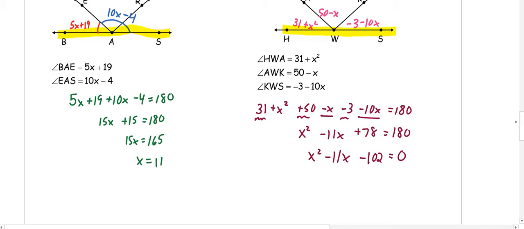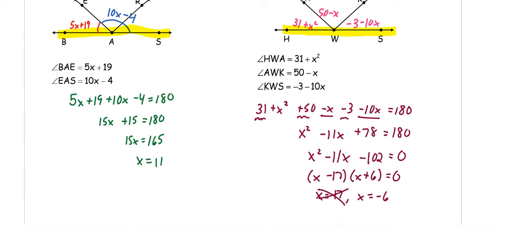So I need two numbers that multiply to 102 and add to negative 11. So I get x minus 17 and x plus 6 equals 0. So when I solve, I have to flip my sign, so x is 17 and x is negative 6. When I go to put negative 6 in to both of my angles, 50 minus negative 6 is a positive. Negative 3 minus 10 times negative 6 is also a positive. So x equals negative 6 is actually the solution. While if I put 17 in, I would get a negative angle measure here, and I can't have negative angle measures. So x would not be equal to 17 in this situation.